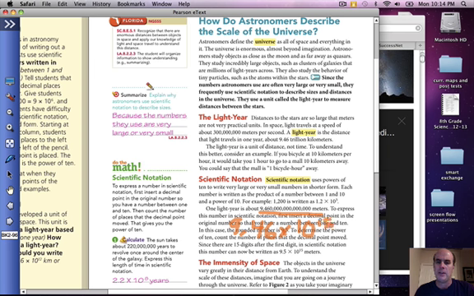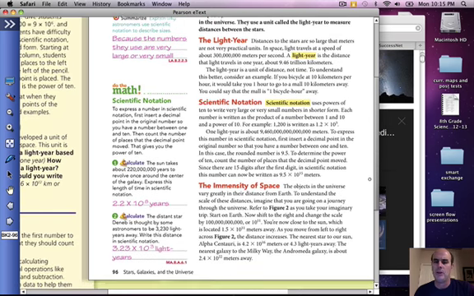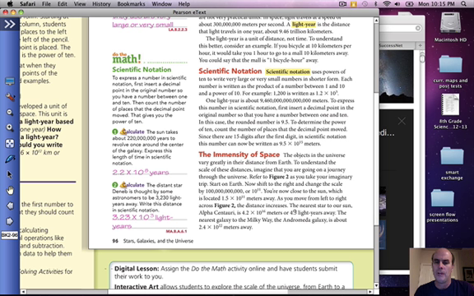Scientists do that so they don't have to deal with all these huge numbers of zeros when they deal with these big numbers. But that's how far objects are in space from each other. It's so immense. To go to the nearest star to our sun, and look down here, it's called Alpha Centauri. Alpha Centauri is 4.2 times 10 to the 16th meters away.